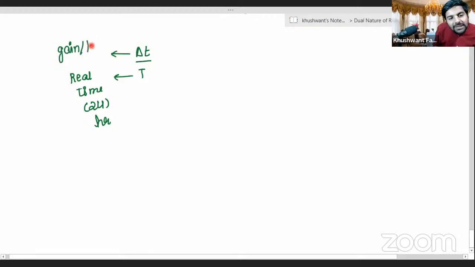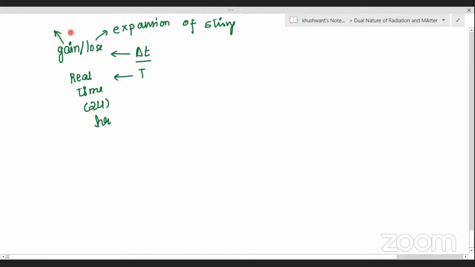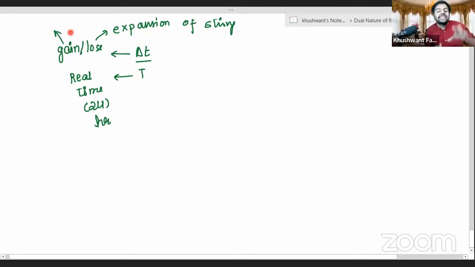So if loss is happening on expansion of the wire, when will the gain happen, Aliza? If expansion of the string is causing the loss of time, then when will we gain time, Aliza? Contraction of the string. So in winters, the length of the pendulum will decrease, and so the time period will decrease, that means now the pendulum will become faster.